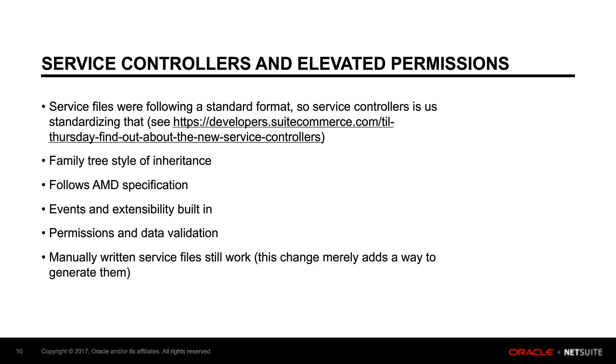So rather than have these individual manually written service files, we had objects which we could extend going down the tree. And what that allowed us to do was to create files which followed the AMD specification, which is the standard: define this file as a type of this file with this name. Obviously, that then lets us require them and build up a list of dependencies. And it also means that we can build in things like events and extensibility.